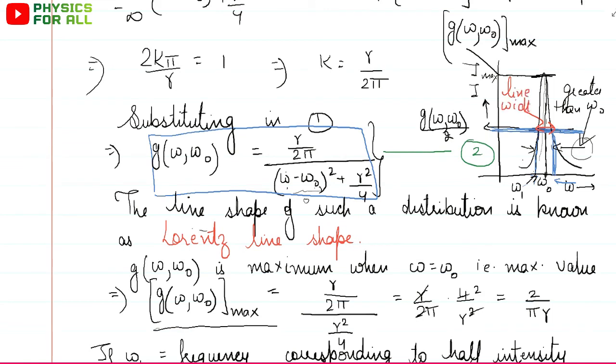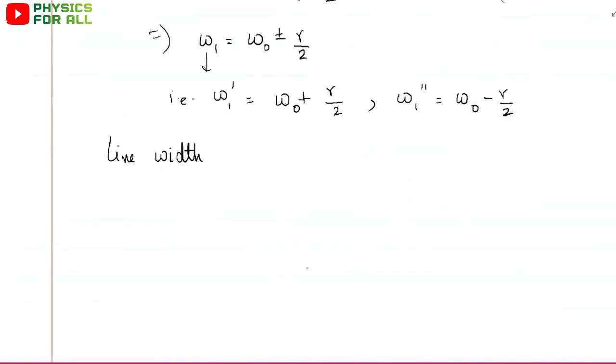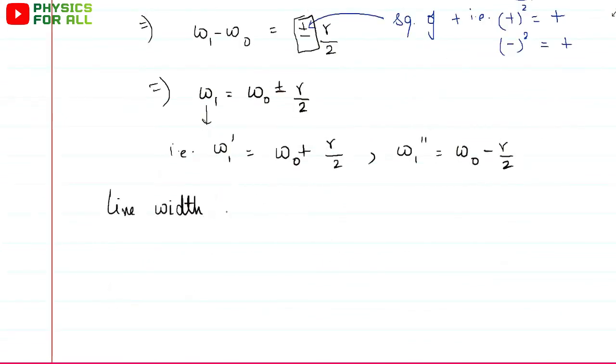We are saying the intensity is half. For both these values of omega 1, we are getting this width here, this broadening. So we will mention it. Line width becomes delta omega naught is equal to omega 1 dash minus omega 1 double. That means we can subtract these two values simply. If we have to find the difference, we have to subtract these two values.